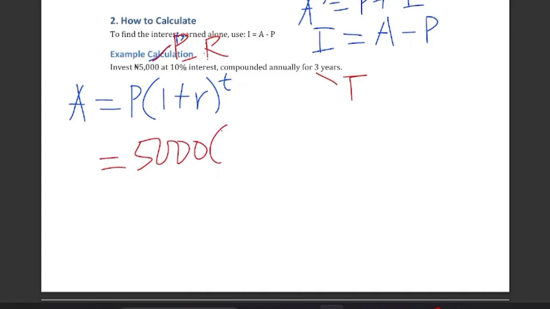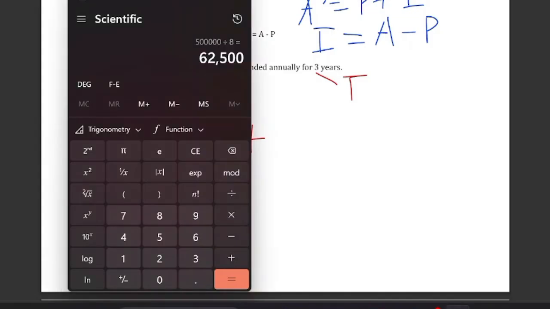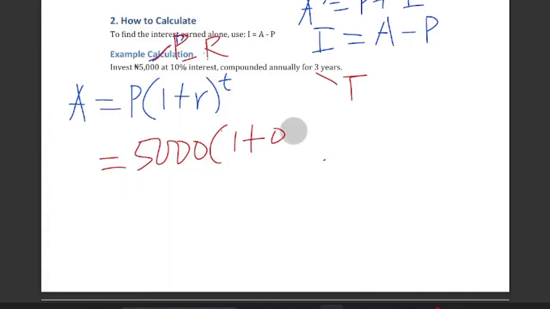Open the brackets, 1 plus the rate. The rate now, you cannot see 100 there. The rate is 5%. That means 10%. You take 10% from percent to decimal, so 10 divided by 100. So that is 0.1. Please don't put 10 there. Raised by the number of years, that is 3 years. I hope I'm making sense.